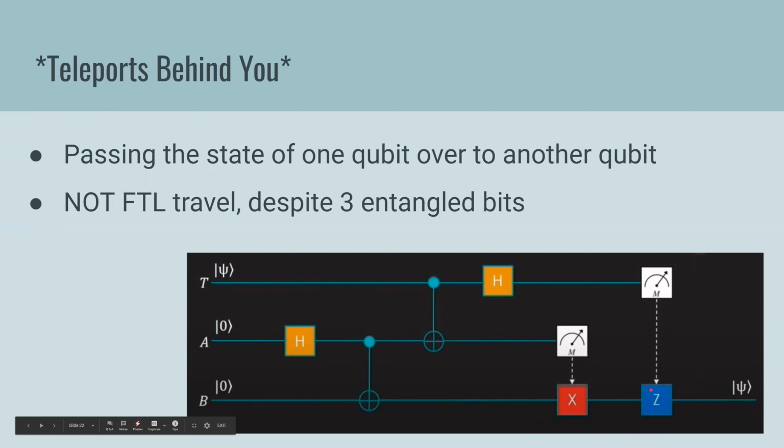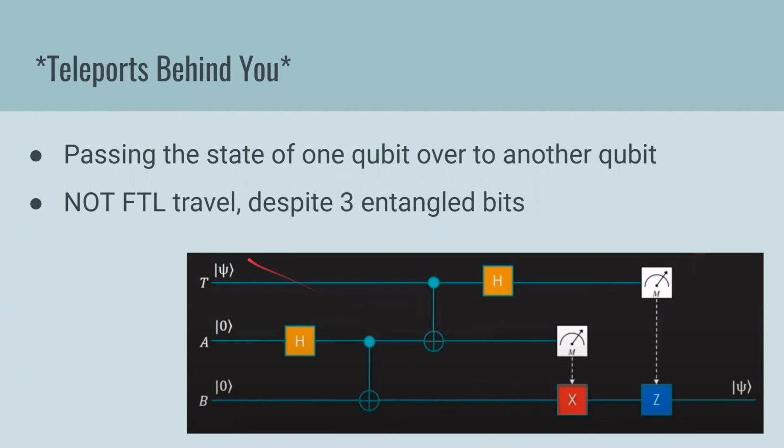Remember, the Z gate essentially just rotates it by pi on its z-axis. I don't know the necessity of that, like why we need to do that. But then after you measure, after some magic, you get the state from this qubit over here.